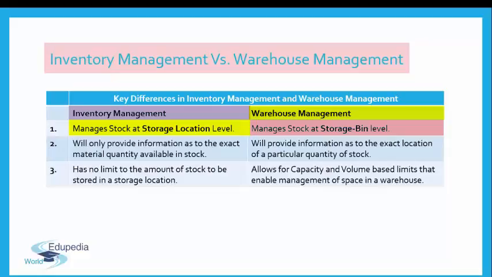And now, when managing stock at storage bin level, we are able to actually pinpoint the exact location. When we create storage bins, we are able to define coordinates for that particular storage bin, meaning that we're able to tell exactly where in the warehouse particular stock is stored. So that's the difference between inventory management and warehouse management.